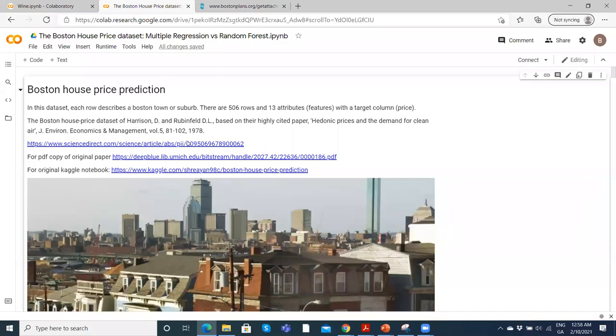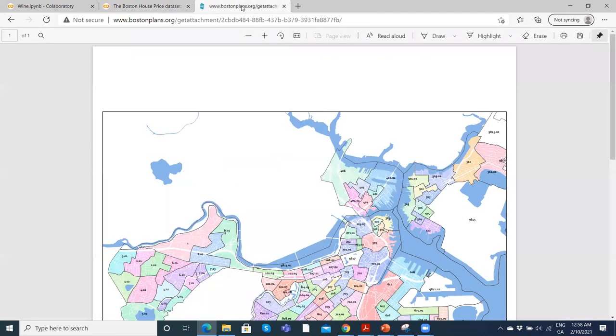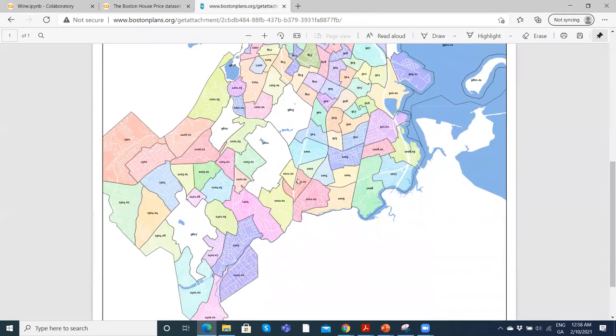Okay, so in this video, we're going to take a look at the well-known Boston house price dataset and apply multiple regression and random forest on the dataset, which is made up of 506 observations with 13 columns. So 506 rows with 13 attributes or features, and we're going to try and predict the median house price index for that area. The areas are based on census tract, right?